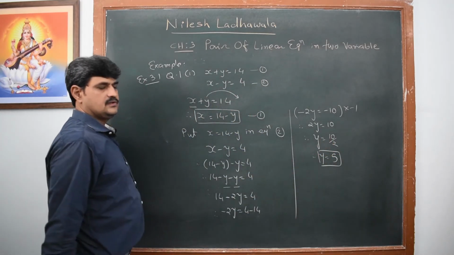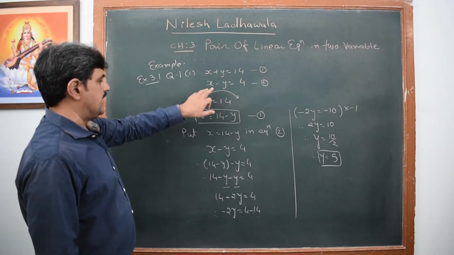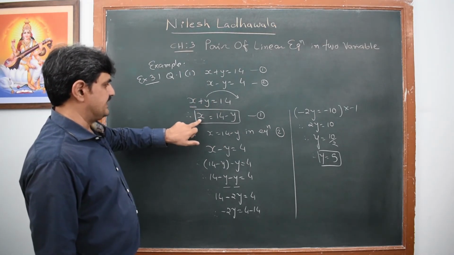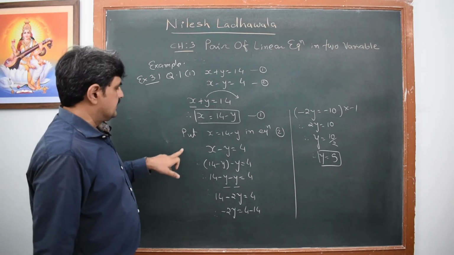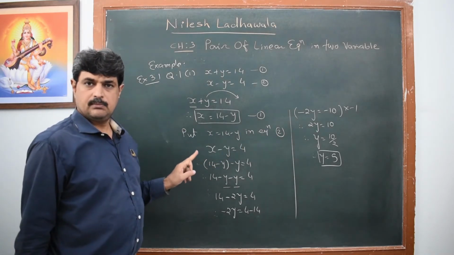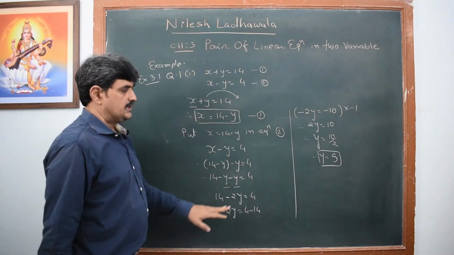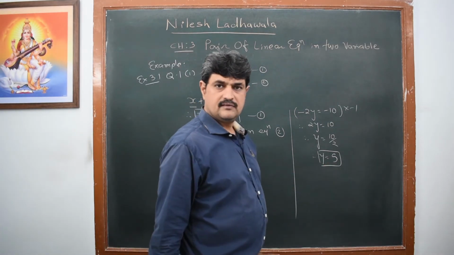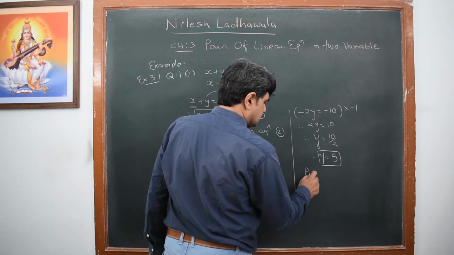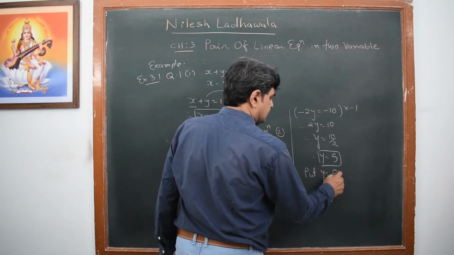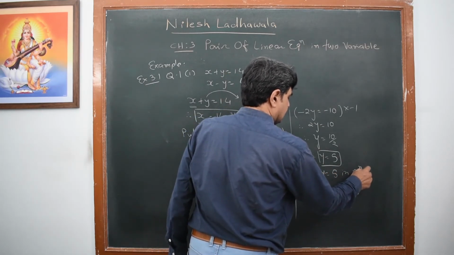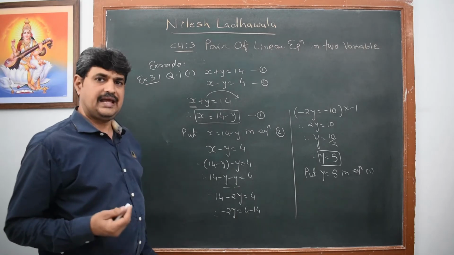So I have got one variable. Again, I have taken the substitution of x from equation number 1. Then I have put it in equation number 2 and I have solved it. So I get the value of y. Now I will put y is equal to 5 in equation number 1. You can put it in any equation.